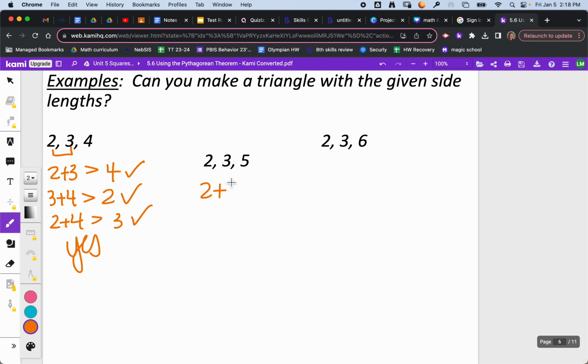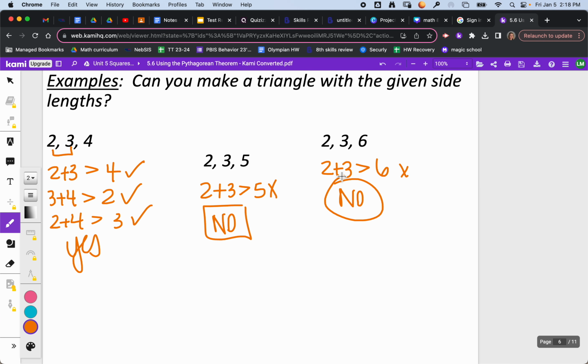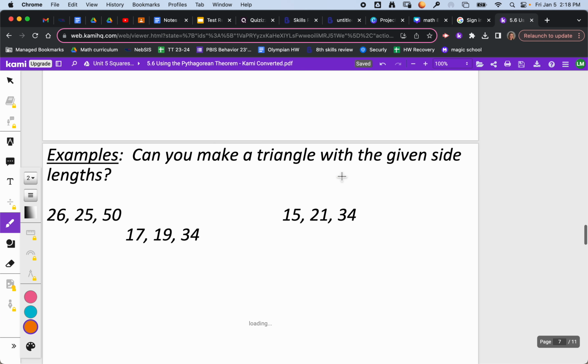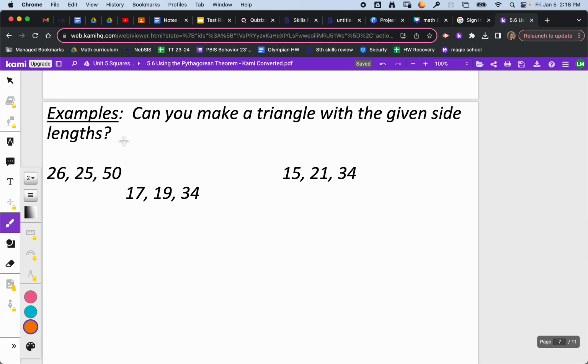Here, if we start doing 2 plus 3 greater than 5, that one is not going to work out, so you automatically would say no here. And same thing here, 2 plus 3 should be greater than 6, but it is not. So we would have to say, no, this cannot make a triangle. Why don't you take a moment and try these? Go ahead and pause the video, see if it makes a triangle, and when you're done, click play to see what your answers give out to you.